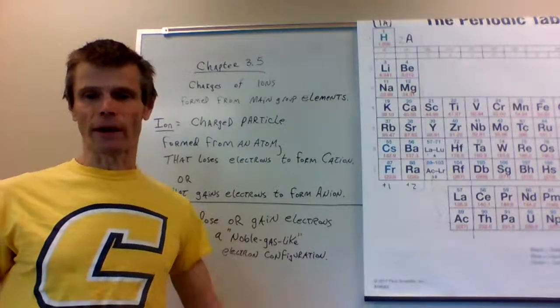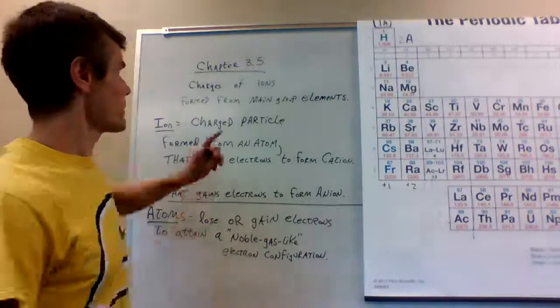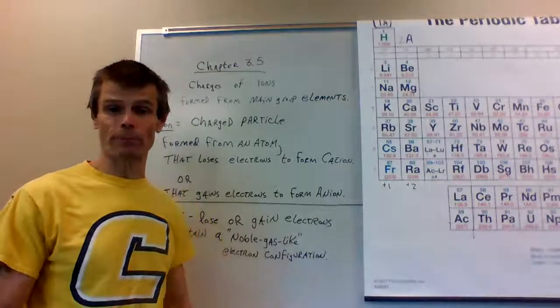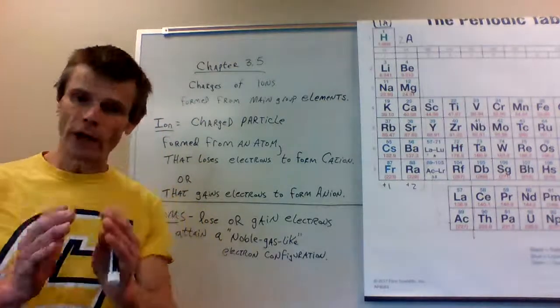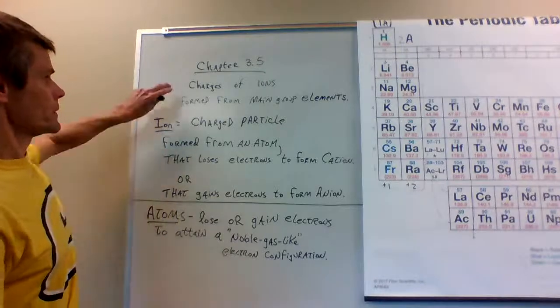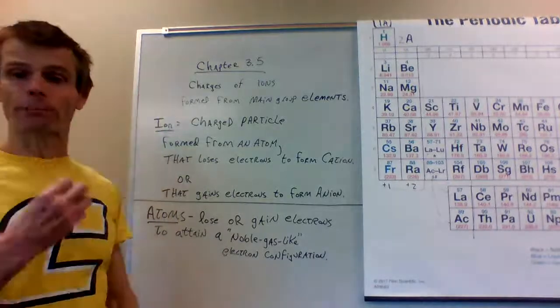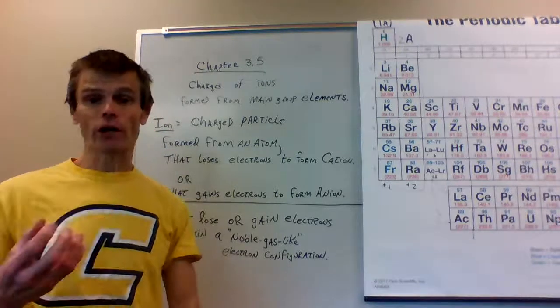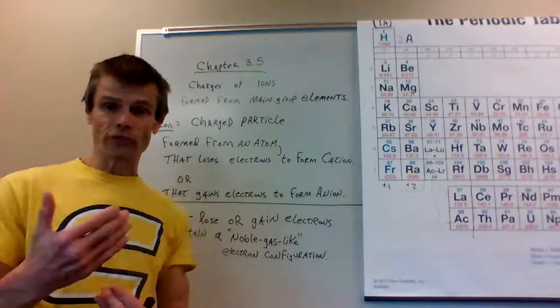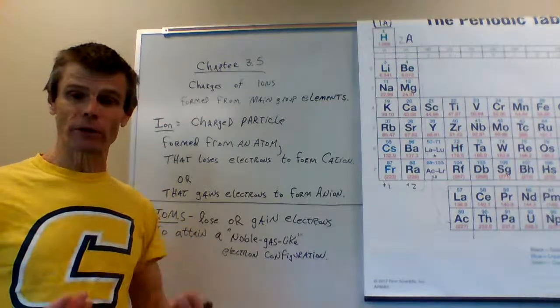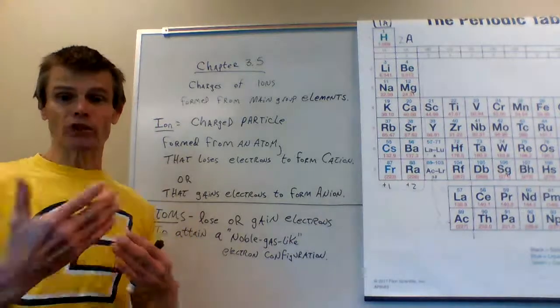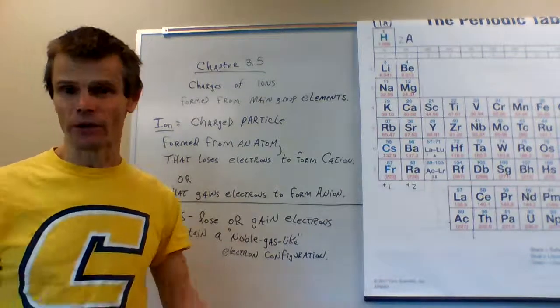Hey, Chattanooga. Today we're going to go over topics that are covered in Chapter 3.5. And what we're going to focus on is how we can predict the charge of an ion based upon the position in the periodic table in which the element that forms that ion is located.